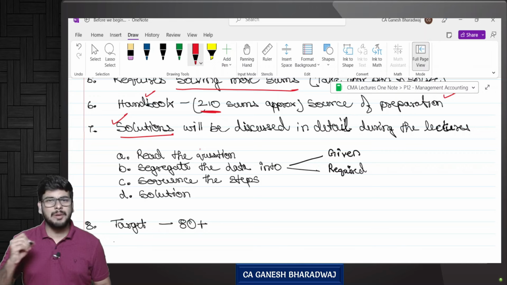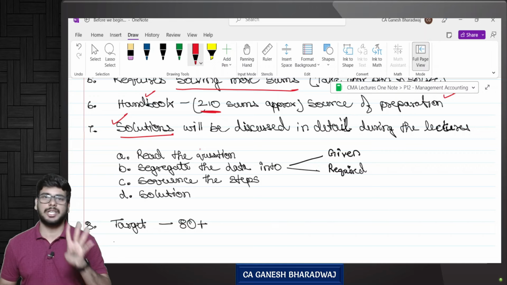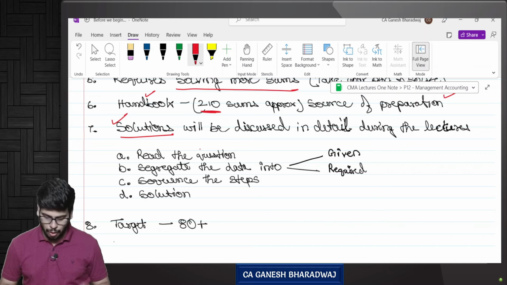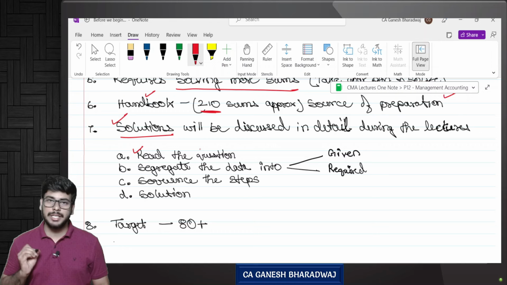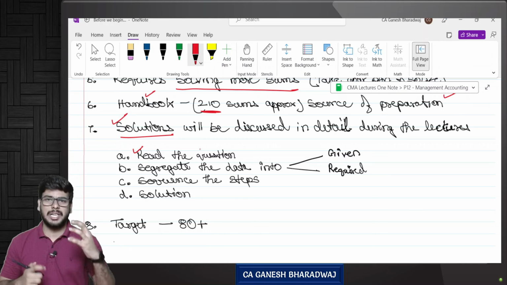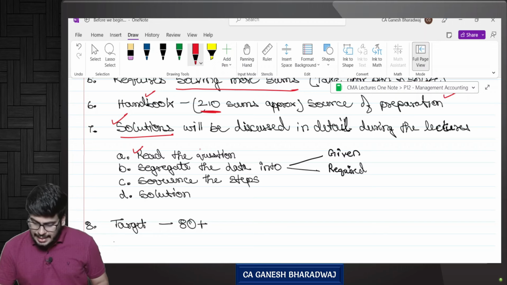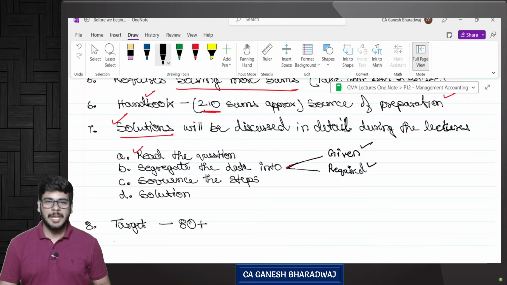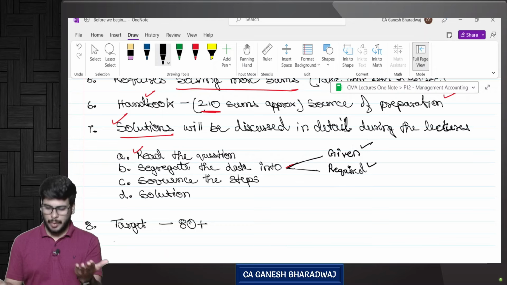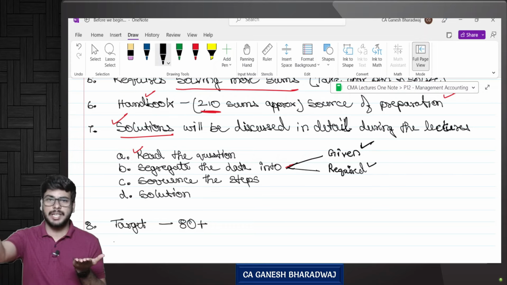Now, problem solving has four steps involved in it. First is reading the question. Reading properly, the entire question needs to be thoroughly read. Number two, the data that is present in the question needs to be segregated into given data and required data. That is, what is given, what is required. Given data is the starting point. Required data is the destination for us.